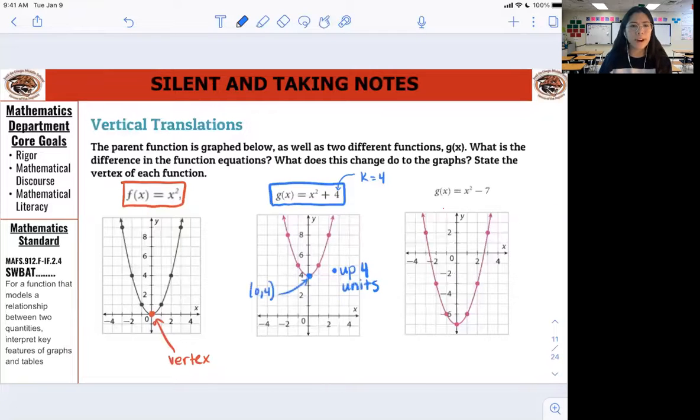And we've seen this before, haven't we? We've talked about these types of translations. We've talked about it with exponential functions, where the graph moves. It can go up, it can go down, and we'll talk about left and right as well. So k equals 4, so that means that it's going to go up 4 units.